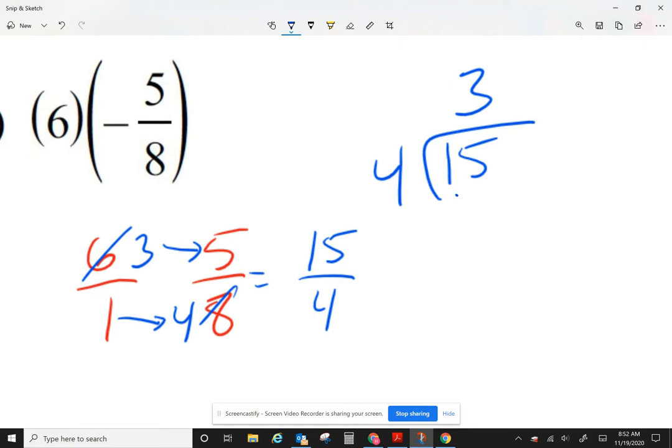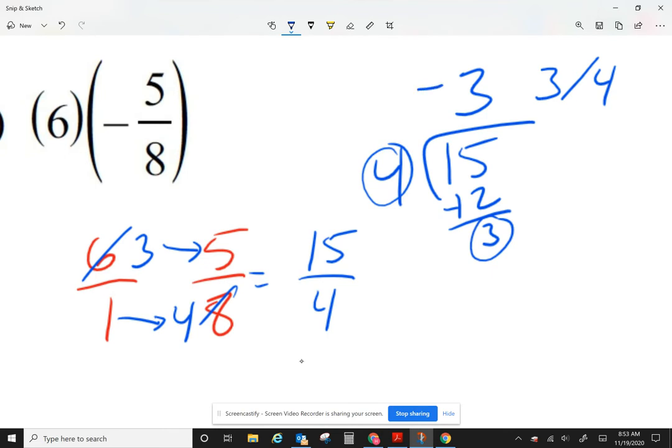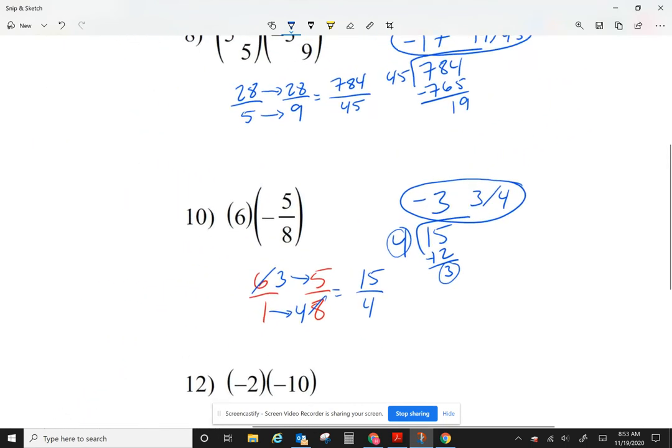3 times 4 is 12. I subtract this, my remainder is 3. So my fraction is going to be 3 over 4. You see where I got the 3, where I got the 4. And my answer in this case will be negative. The reason why is that the numbers given to begin with in the parentheses had different signs. One of them was positive, one of them was negative.